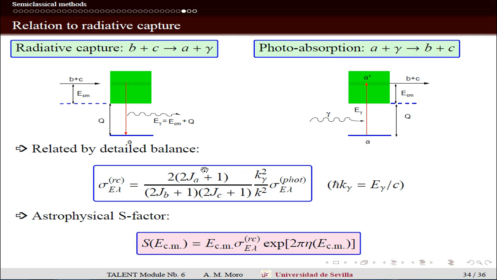So look at the energies in the two situations. This is the kinetic energy of B and C that is measured with respect to this dashed line, that is the situation in which they are at zero relative energy. So you go to some positive energy between them, some kinetic energy. At the end, the energy of the photon will be this kinetic energy plus this difference, that is essentially the binding energy, the separation energy, that is the Q value of this process. And so the photon escapes with a larger energy compared to the incident kinetic energy.